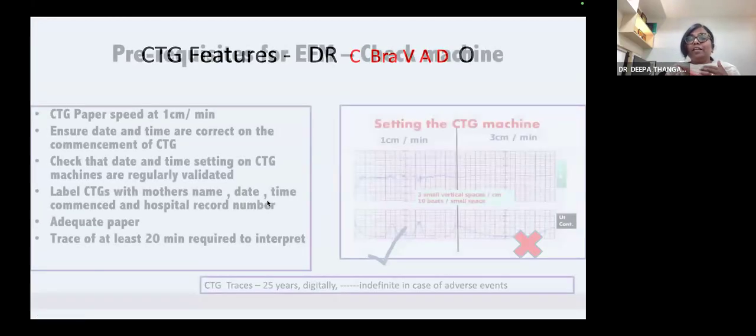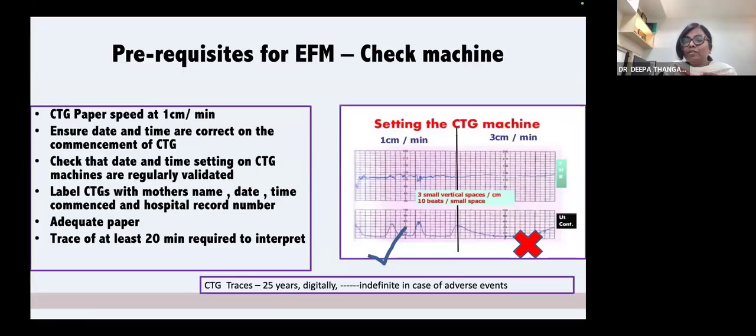Next important step in the CTG is that the date and time are correct. Whatever date is mentioned on the CTG paper should be exactly the date and time of the labor ward wall clock. Both have to be very similar. Next, the checking of the machines has to be validated, every duty, every handover.